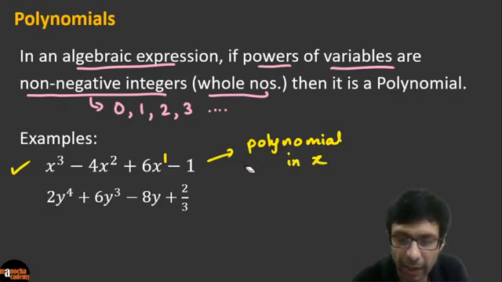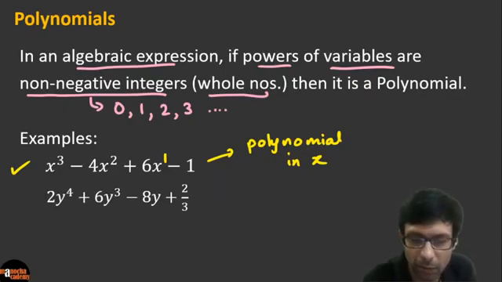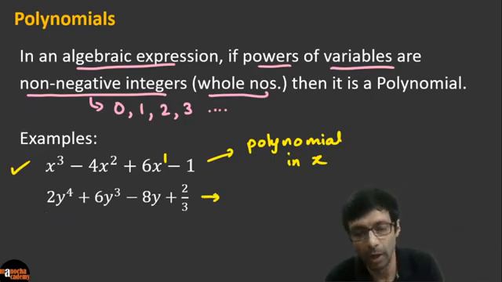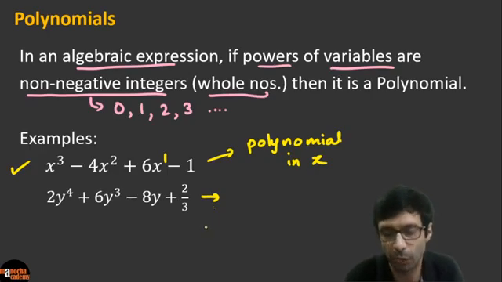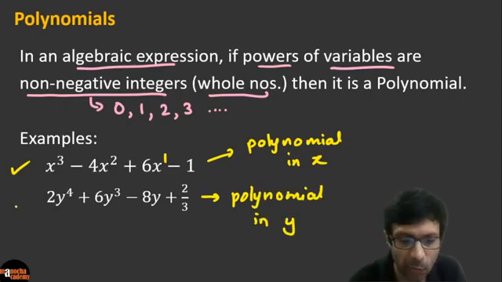And look at the next one. So is the second example also a polynomial, right? Because can you see here the variable is y, and all the powers: y to the power 4, y cube, and you have y, which is y to the power 1. So these are all non-negative integers, and we don't care about 2 by 3 because there's no power of y in that case. So this is a polynomial in y, the second one, right?